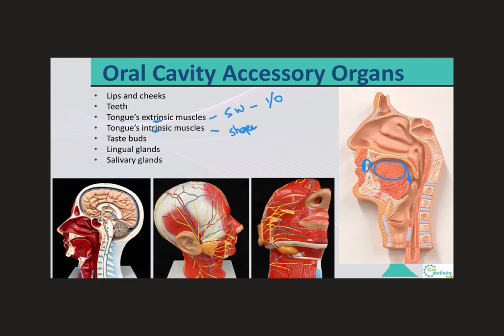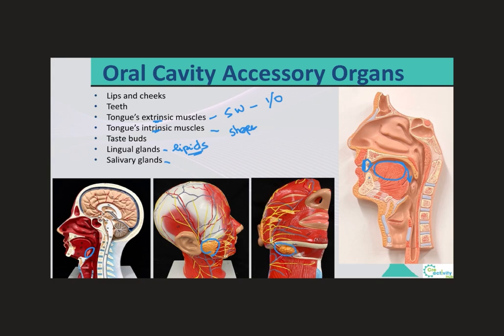Then we have lingual glands, like the name says. They're going to be present on the tongue, and they're going to secrete the lingual lipase, which will be activated actually in the stomach, and it's going to be important for the breakdown of triglycerides into fatty acids and diglycerides. And lastly, we have the salivary glands. There are three types of salivary glands. We have what we call the sublingual salivary gland, the parotid salivary gland, and the submandibular salivary gland.